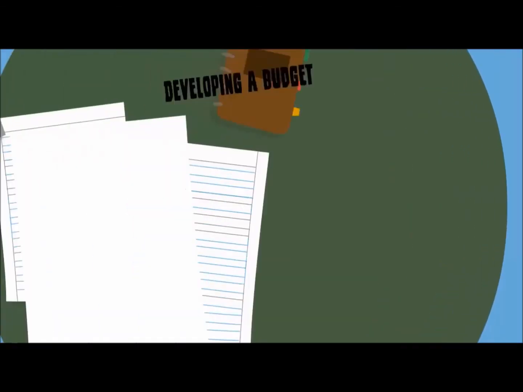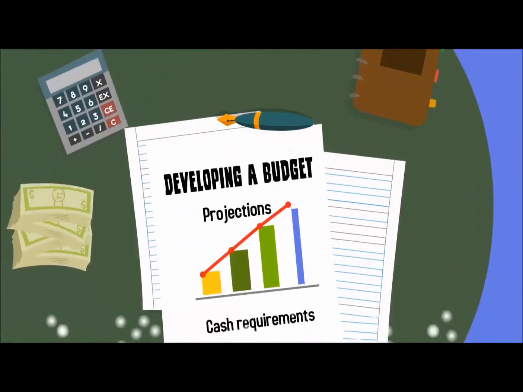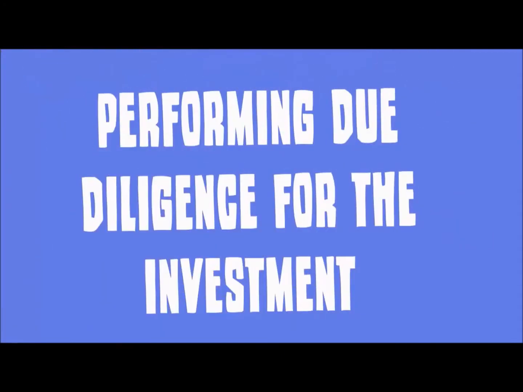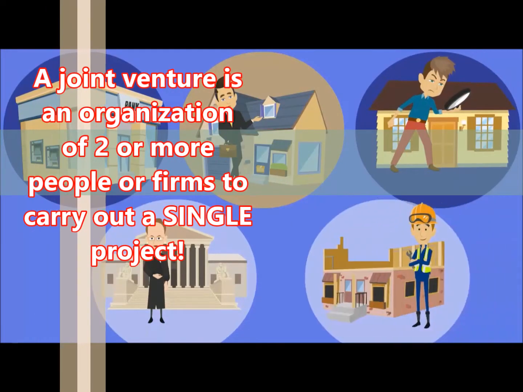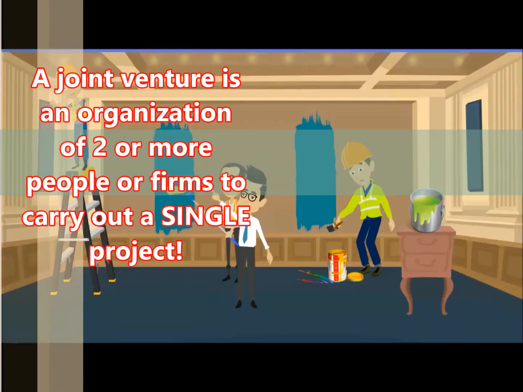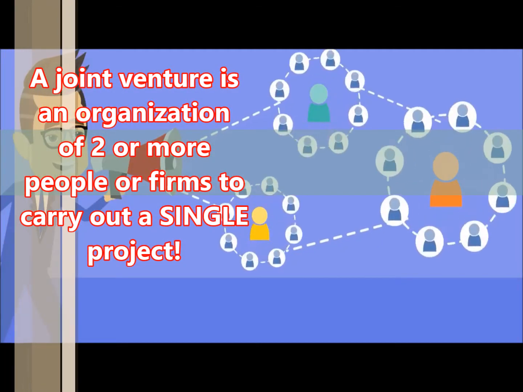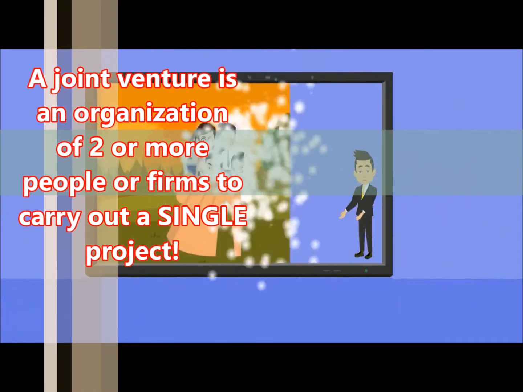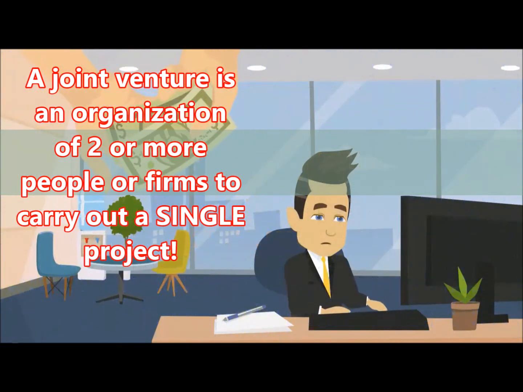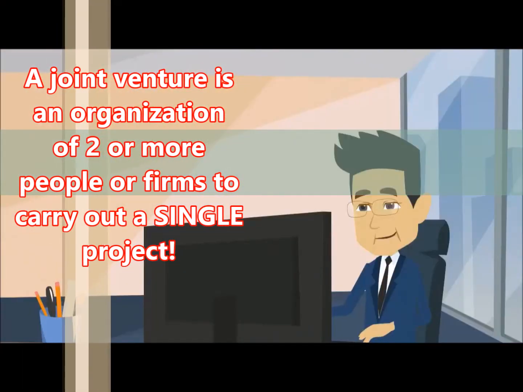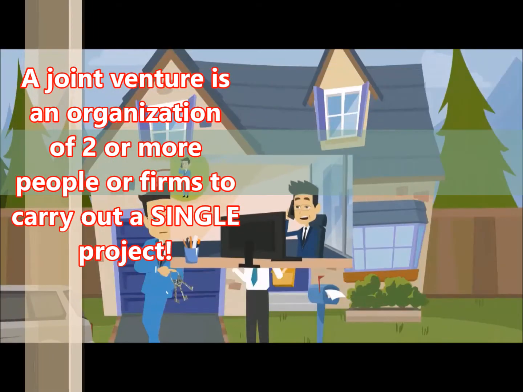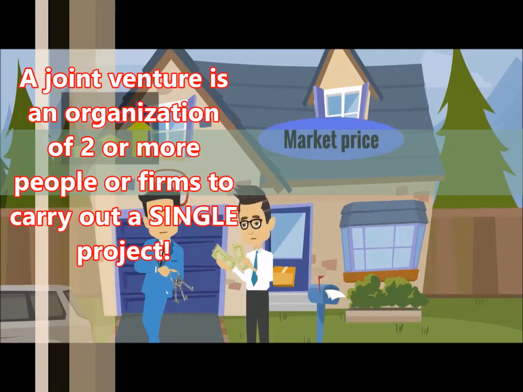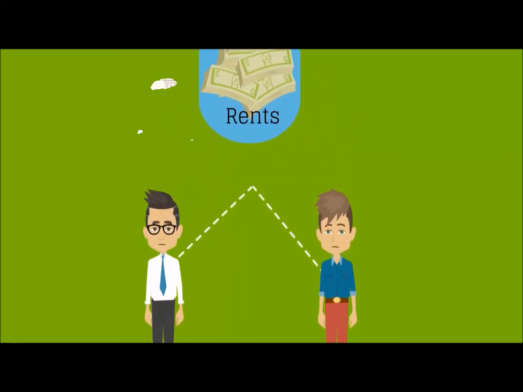Developing a budget, projections, and cash requirements. Performing due diligence for the investment. Working with the lenders, real estate agents, home inspectors, lawyers, contractors, etc. Performing and/or overseeing repairs and renovations. Advertising and showing the property, screening and selecting tenants, preparing leases, collecting deposits, etc. Bookkeeping and banking for the investment and providing updates to the investor. At the end of the term, the property is sold at market price, and profits from the equity, appreciation, and surplus rents are shared proportionately among investors.